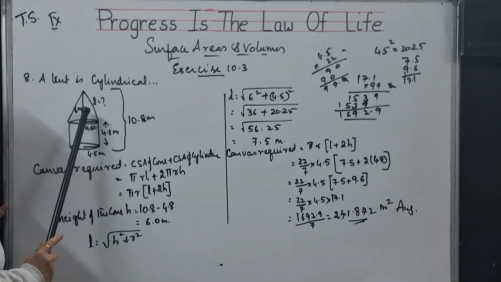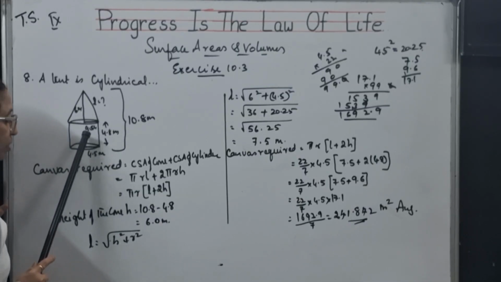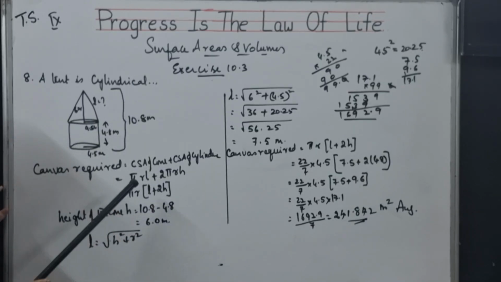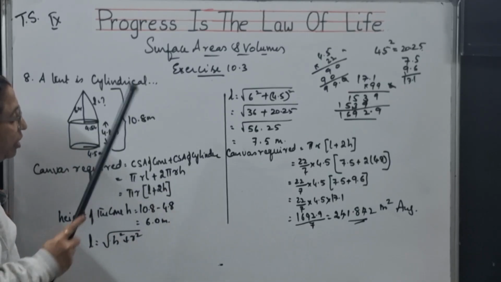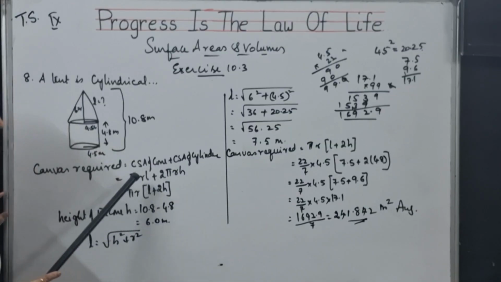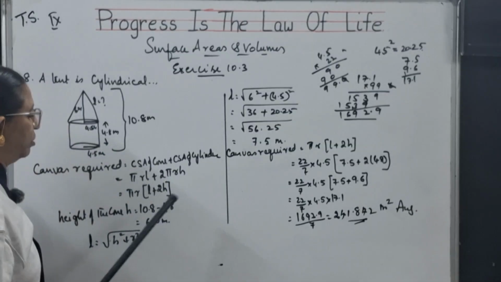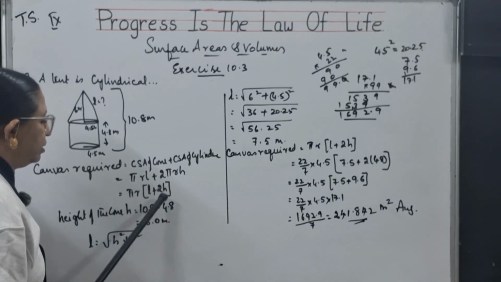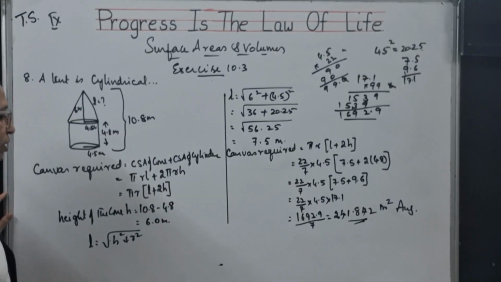Canvas means what? Two shapes are there. So what is CSA of cone plus CSA of cylinder you have to take. CSA of cone formula is pi RL plus CSA of cylinder formula 2 pi RH. In both the cases radius is the same and pi is the same. So I have taken pi R as common, L plus 2H I have got. Now let me find out the values.